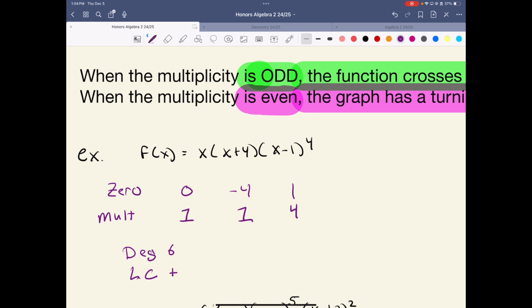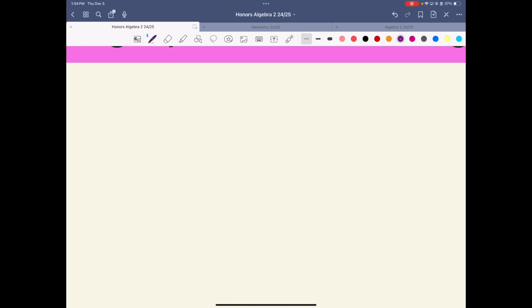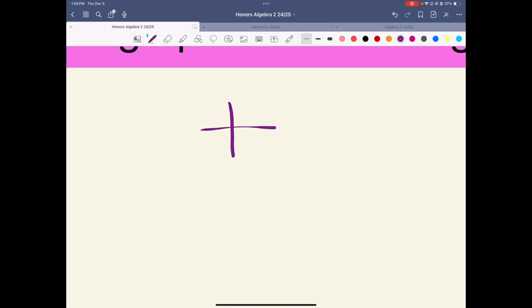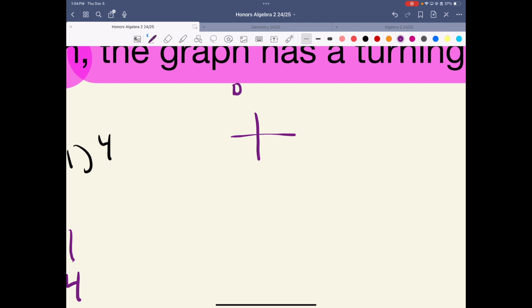So remember our 4 that we had. Kind of side notes. Might not need this. You might need it, but just a reminder. If the degree is even, and the leading coefficient is positive, we're in those two spots.